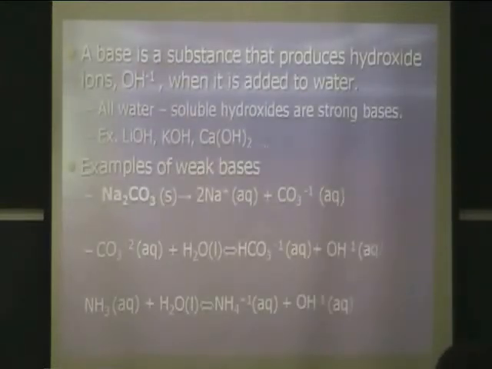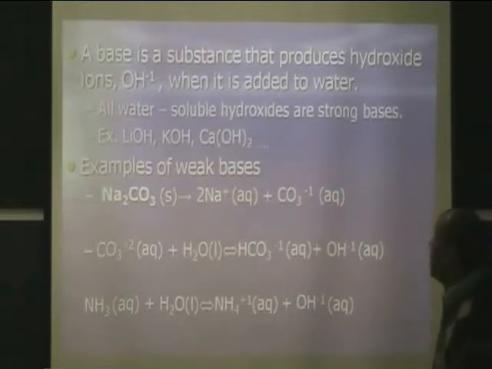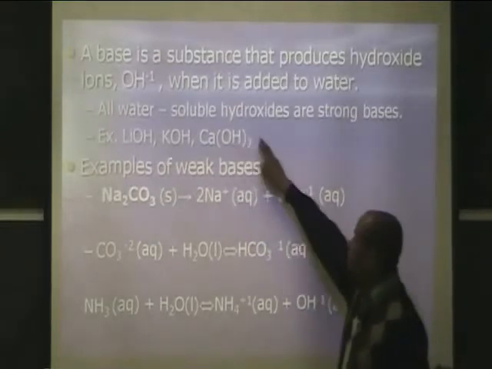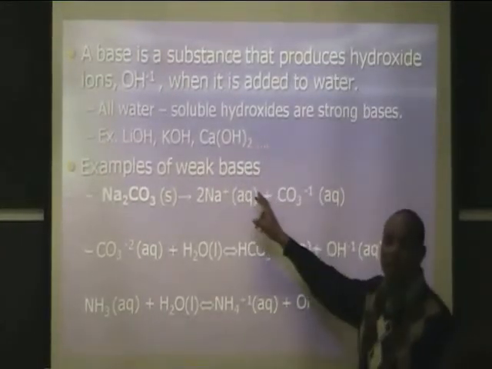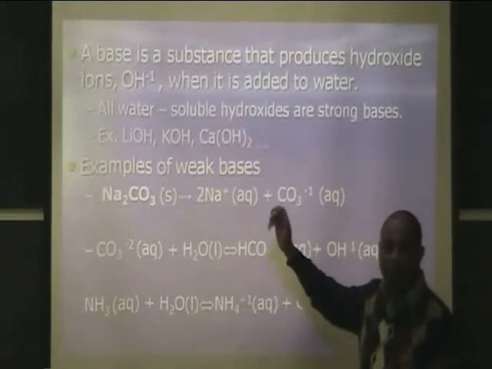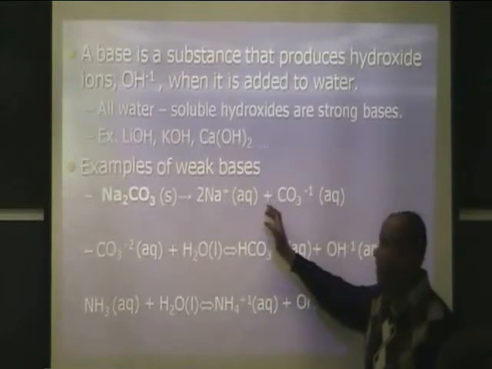Okay, here is the list, maybe this might answer your question. A base is a substance that produces hydroxide ions when it is added in water. These are strong bases, you can see it here. We have also weak bases. Now, maybe you might ask me, wait a minute, we are really against the definition.